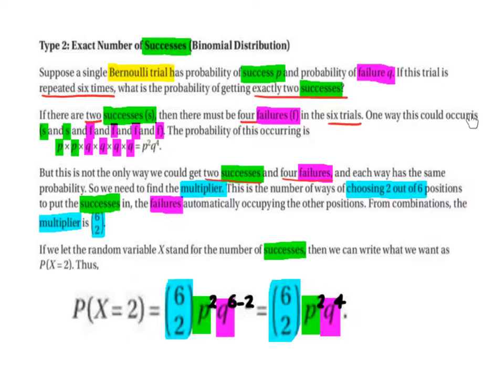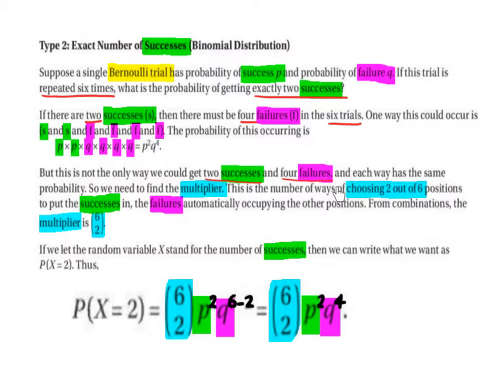One way this could occur is success and success and fail and fail and fail and fail. The probability of this occurring is P times P times Q times Q times Q times Q, which is P squared Q to the power of 4. But this is not the only way we could get 2 successes and 4 failures, and each way has the same probability. So we need to find the multiplier.